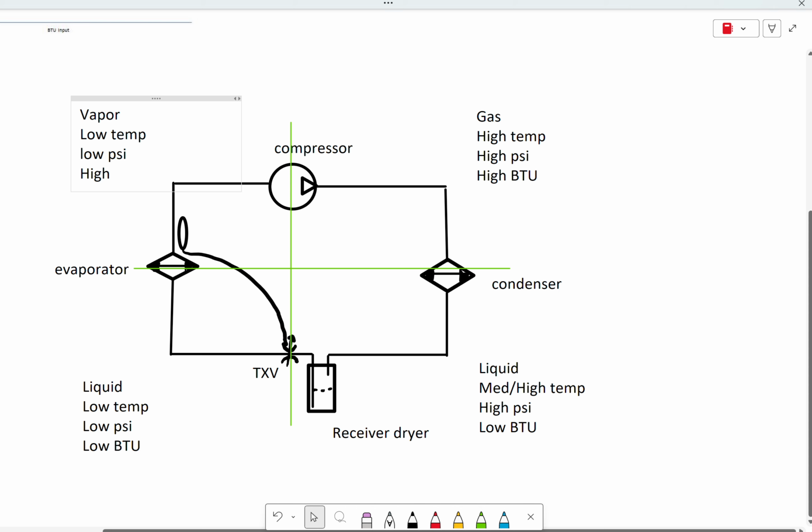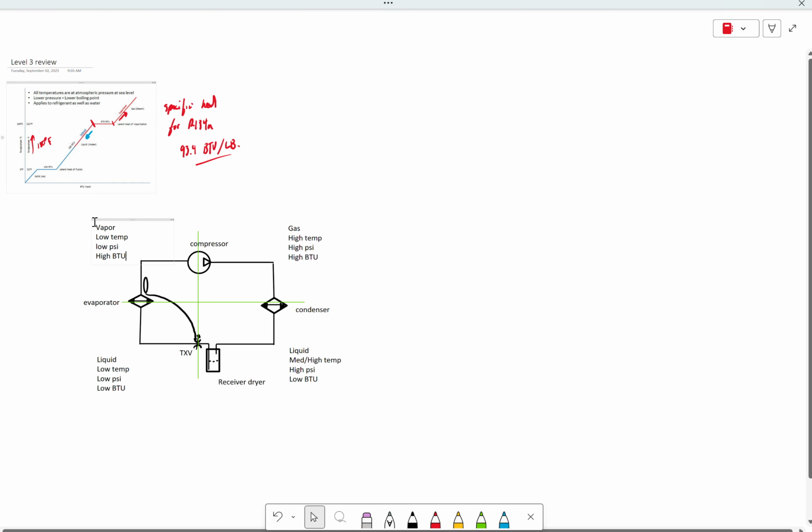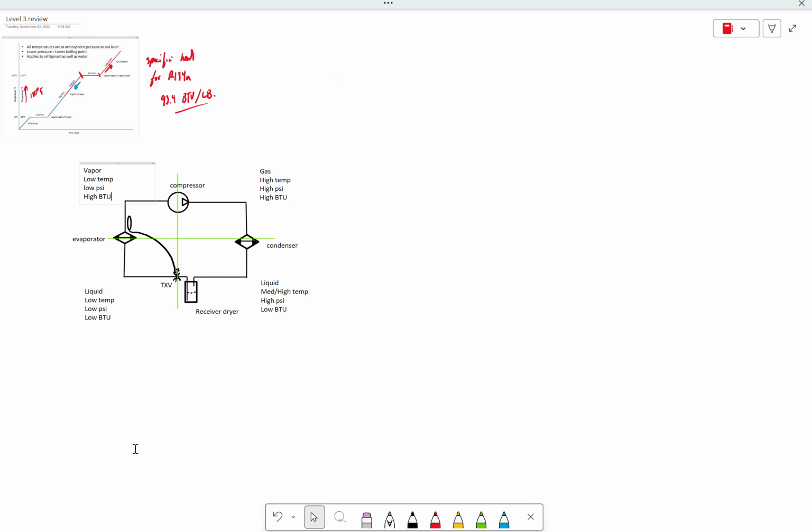But there's going to be really high BTU. And the reason for the high BTU is because we boiled that liquid into a vapor and soaked up a huge amount of heat energy, which is exactly the point of the system, right? Okay. So here we do have our system.